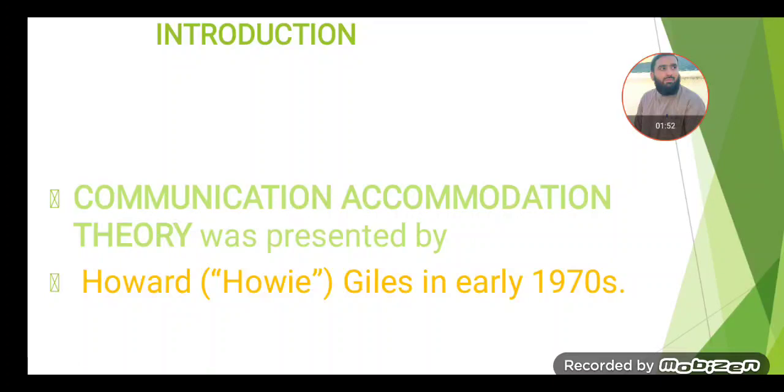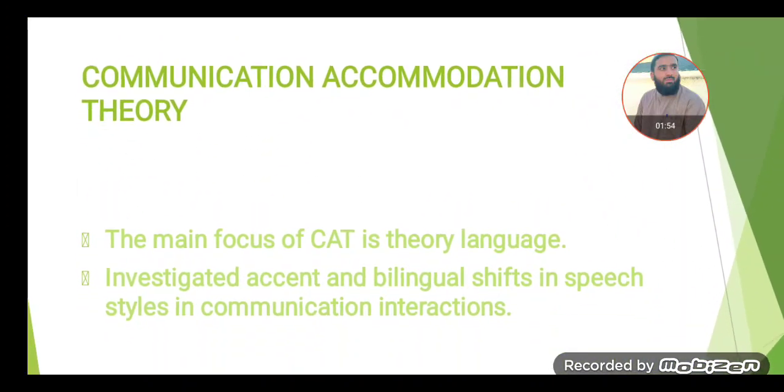Dear students, the main focus of this communication accommodation theory is language. Firstly, Howard Giles and his colleagues investigated accent and bilingual shifts in speech styles in communication interactions. So they recorded that with the variation of accent or dialects or bilingual shifts, there come difficulties in the process of communication. So they tried to resolve these issues.